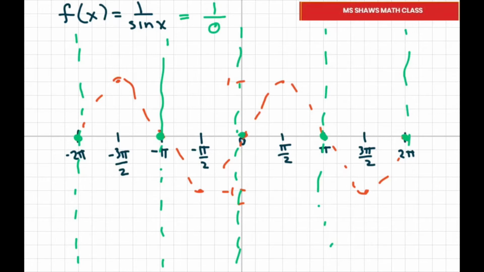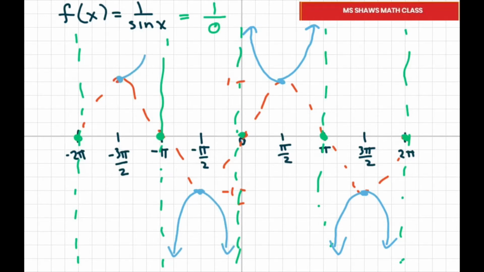Alright. Now when you graph your function, you have to graph within these asymptotes. So you'd be graphing like this way, and then graph down. You can't cross the vertical asymptotes.